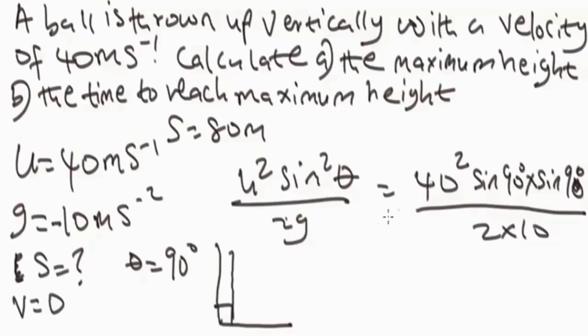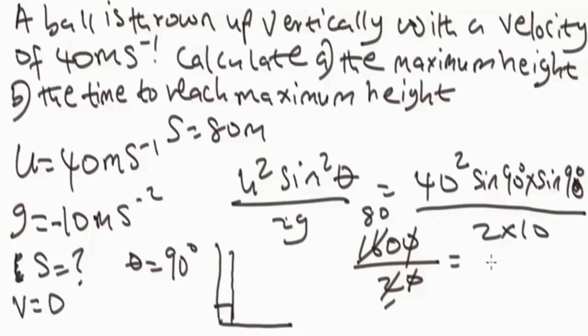This is the same thing as 40 squared, which will give us 1600 over 2 times 10, which is 20. So we cancel, and you're going to get 80. So you can see that you still get the same value for maximum height, 80 meters.